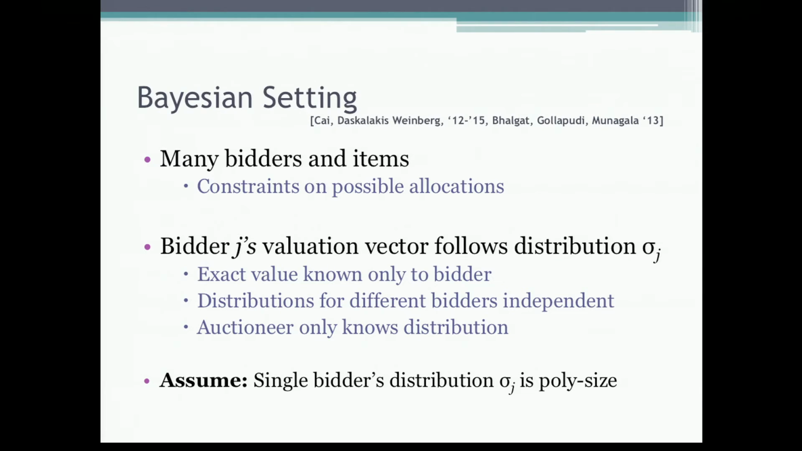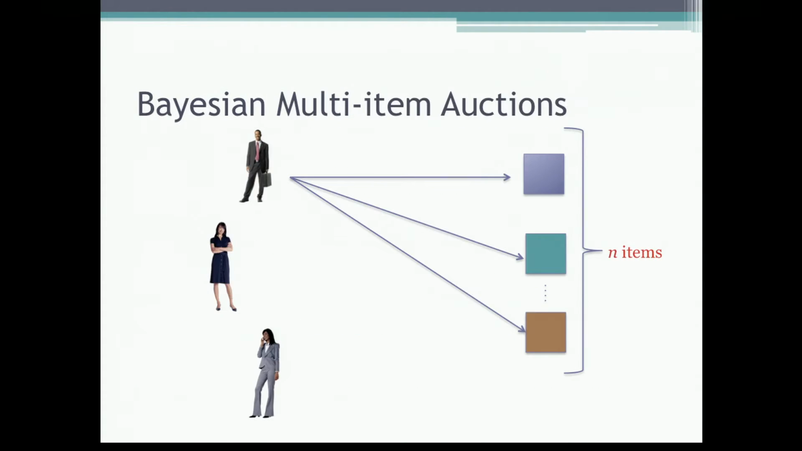And what the seller knows is the distribution from which these valuations are drawn. Okay? So the exact valuation is only known to the bidder, and the distributions for different bidders are independent. And the auctioneer only knows these distributions. Okay? And what we have to assume is that if you take a single bidder, then you can specify the distribution in polynomial size. Right? I mean, the entire running time depends on how complex the distribution for one bidder is. Okay? So every bidder has some values for these items. They could possibly be correlated, but you know the distribution of these values. You know the same for this bidder, you know the same for this bidder.